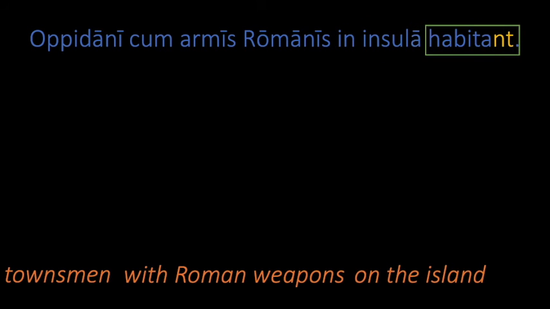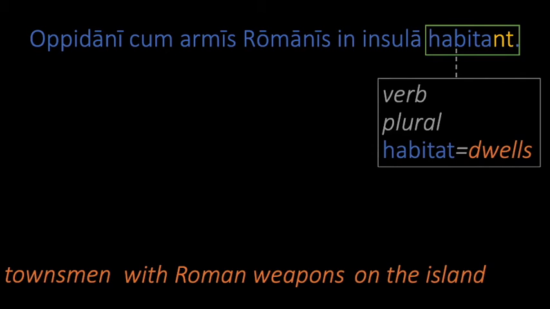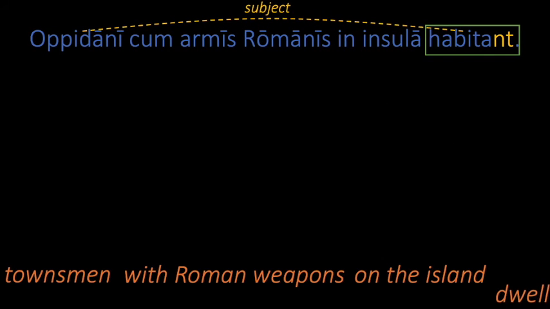And at the end, we have habitant. This is a verb. The base word means dwells. And here we have the plural form in order to agree with the plural subject, opidani. So that gives us dwell. Putting all these phrases together, we have townsmen with Roman weapons on the island dwell. Cleaning up the word order gives us townsmen with Roman weapons dwell on the island.